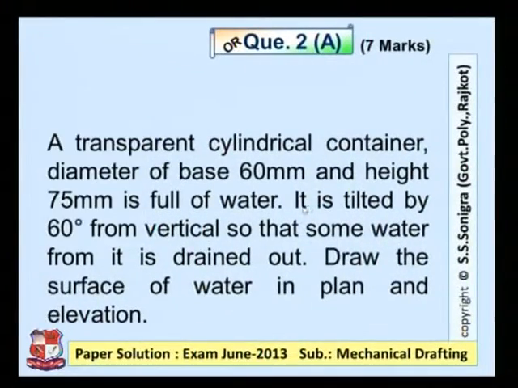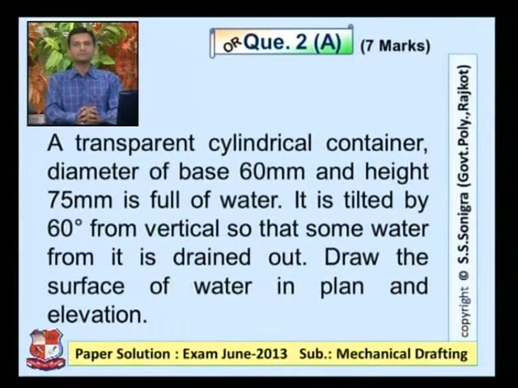Now the next question. Question number 2A, asked in the option for 7 marks. Data is given like this. A transparent cylinder container, diameter of base 60 mm and height 75 mm, is full of water. It is tilted by 60 degrees from vertical so that some water from it is drained out. So here a cylindrical container is given, and diameter and height are given to us. It is fully filled up with water.